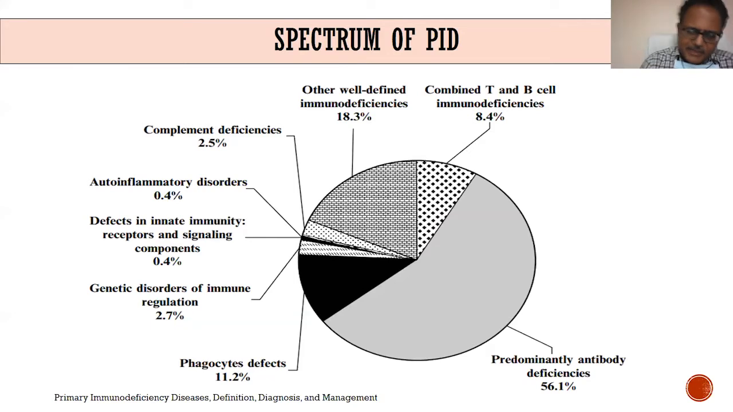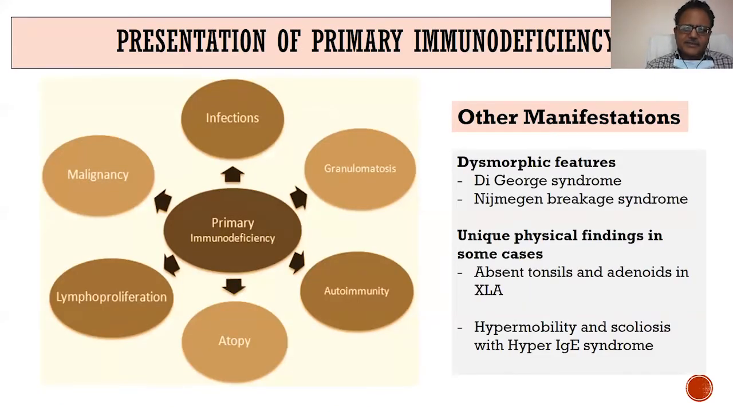Coming to the spectrum of primary immunodeficiency diseases, as I mentioned earlier, the predominantly antibody deficiencies are the predominant ones. And then we have T cells and B cells and phagocytes and other defects of the immune system, which are at a lesser frequency. The primary immunodeficiencies present most commonly as infections. That is what we know of. But they can present with lymphoproliferation, malignancy, granulomatosis, and autoimmunity. In addition, some may have other manifestations like dysmorphic features, or certain unique physical findings like absent tonsils in X-linked agammaglobulinemia or hypermobility in patients who have hyper-IgE syndrome.